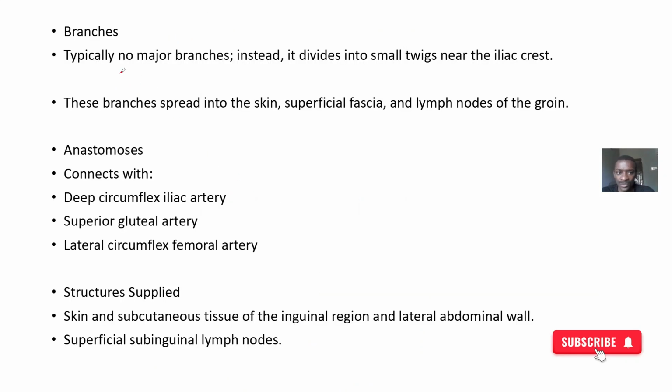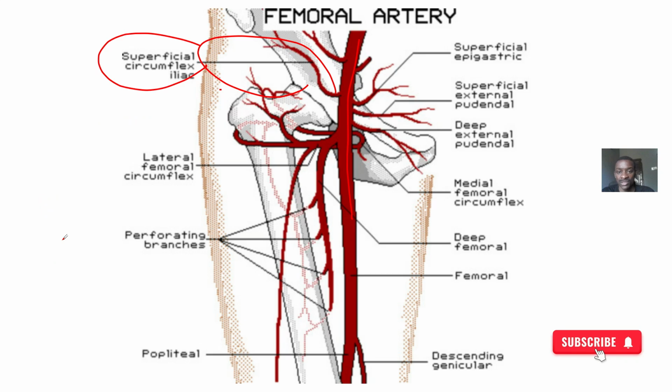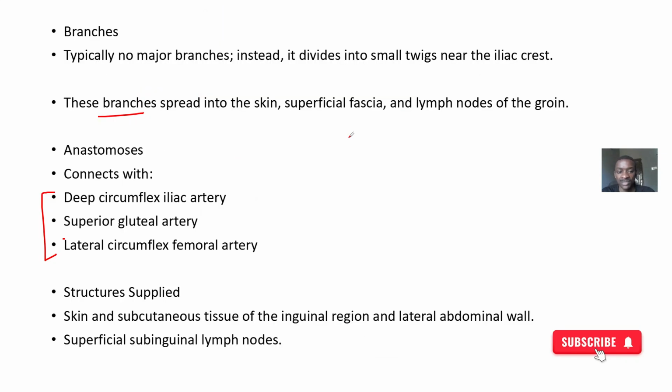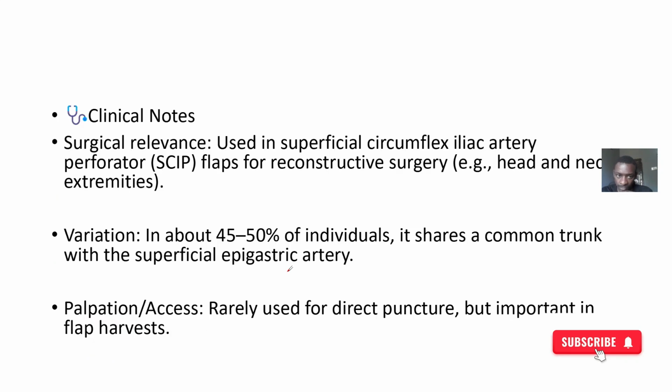So branches: no major branches, but tiny branches are spread into the skin, superficial fascia, lymph nodes. So it will connect with arteries like the deep circumflex iliac artery, the superior gluteal artery. Okay, then let's move to the lateral circumflex femoral artery, and it supplies the skin, the subcutaneous tissues, the superficial inguinal lymph nodes. So clinical relevance is actually important in surgeries that are done around there.